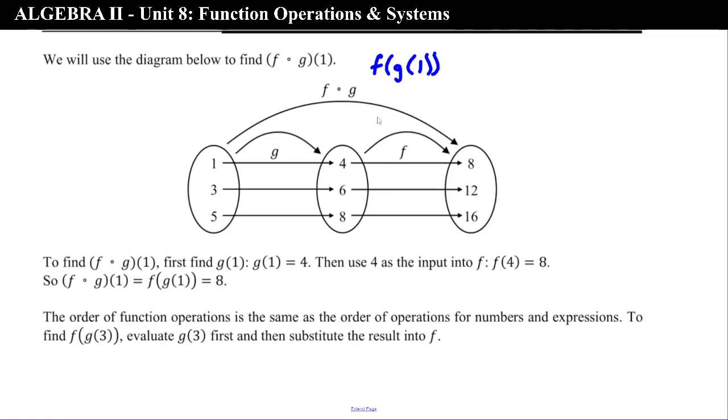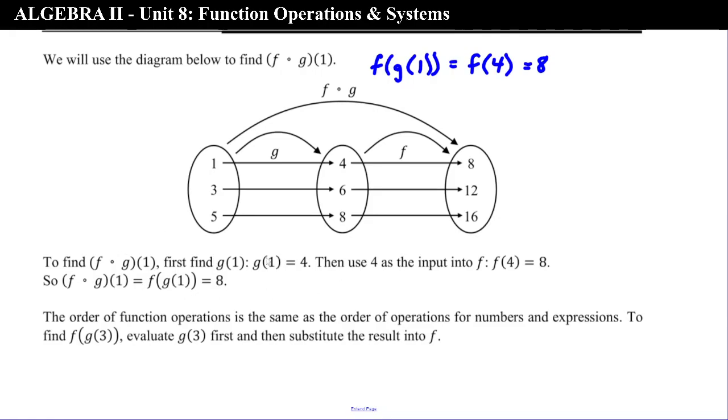But I'm going to write it up here as well for you. So if you have f of g of 1, first we need to find what g of 1 is. So we go to 1 on g, and we find g of 1 is 4. So we know if g of 1 is 4, we can put that in for g of 1. Now we're looking for f of 4. Well, f of 4 is 8. So therefore, we end up with 8.